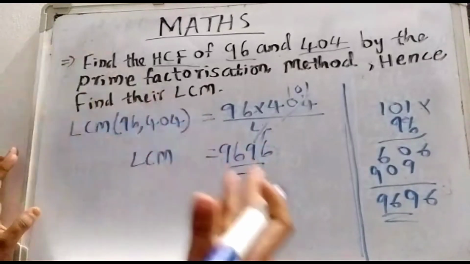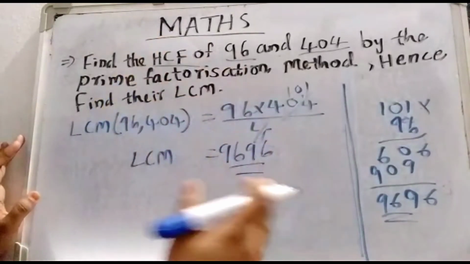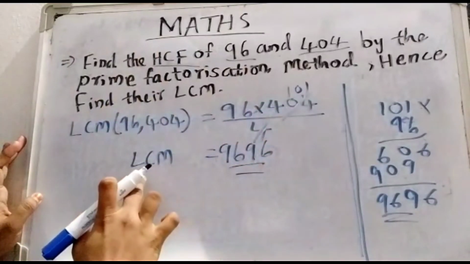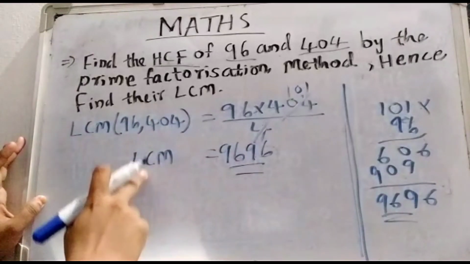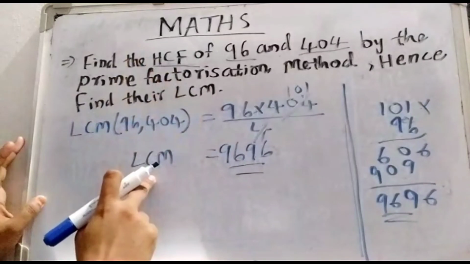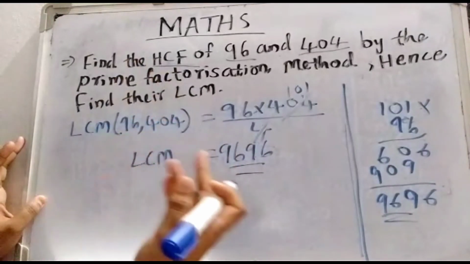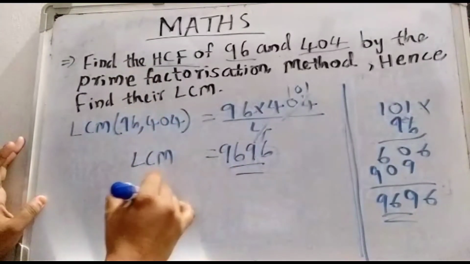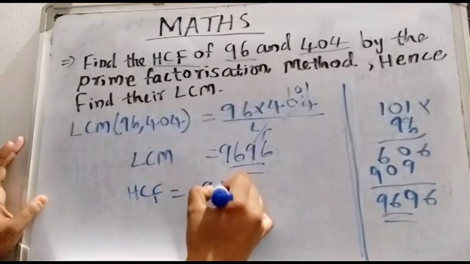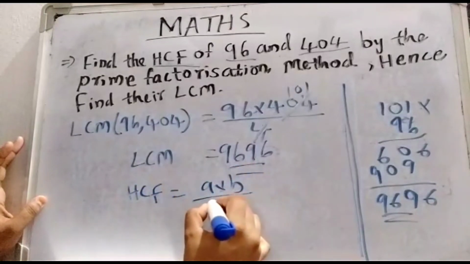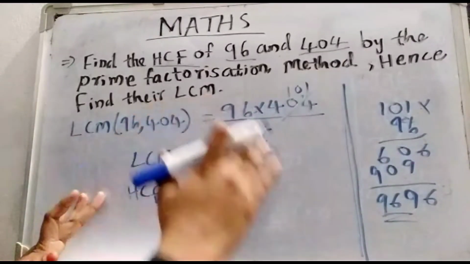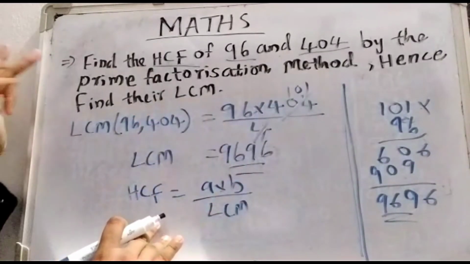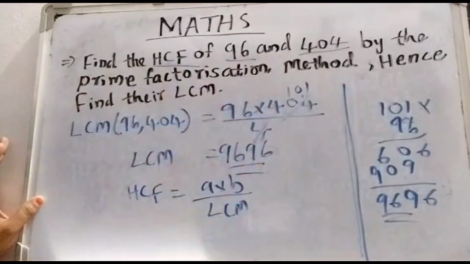So if we know HCF, we can apply this result to find LCM. Okay, same method we can apply vice versa also. That means if we know LCM, we can find HCF by using this result. How to find HCF? HCF is equal to what? A into B, that is product of numbers divided by LCM. Okay, so we can use this result to solve this type of questions.